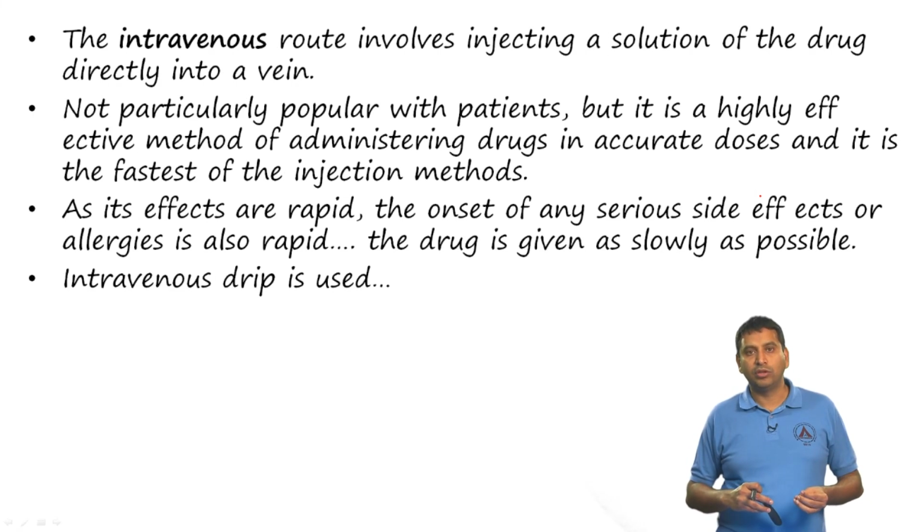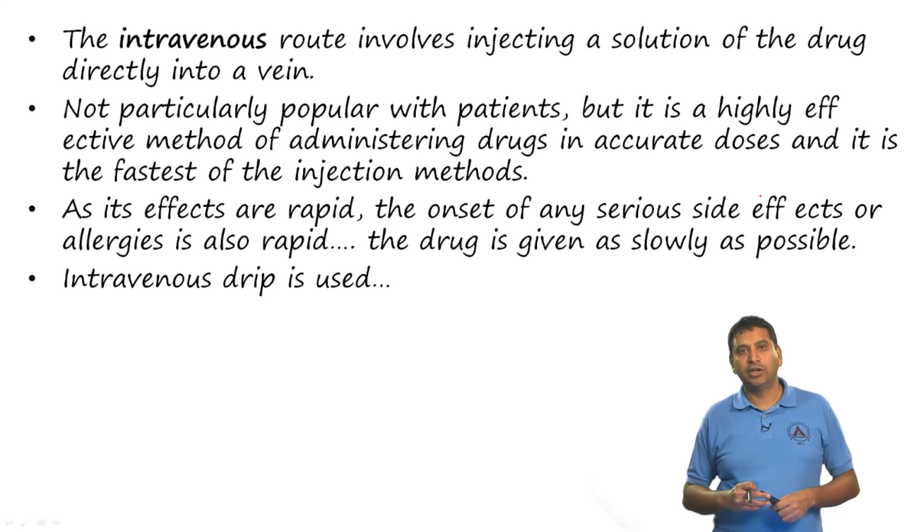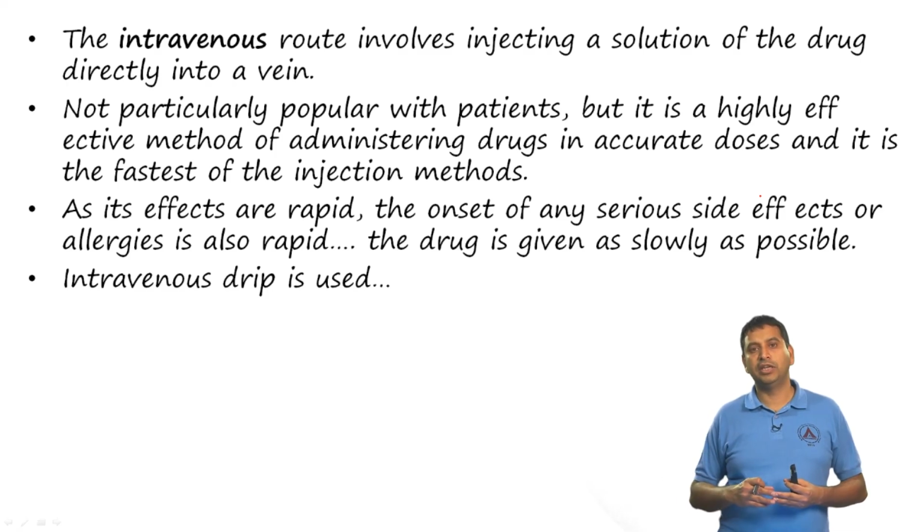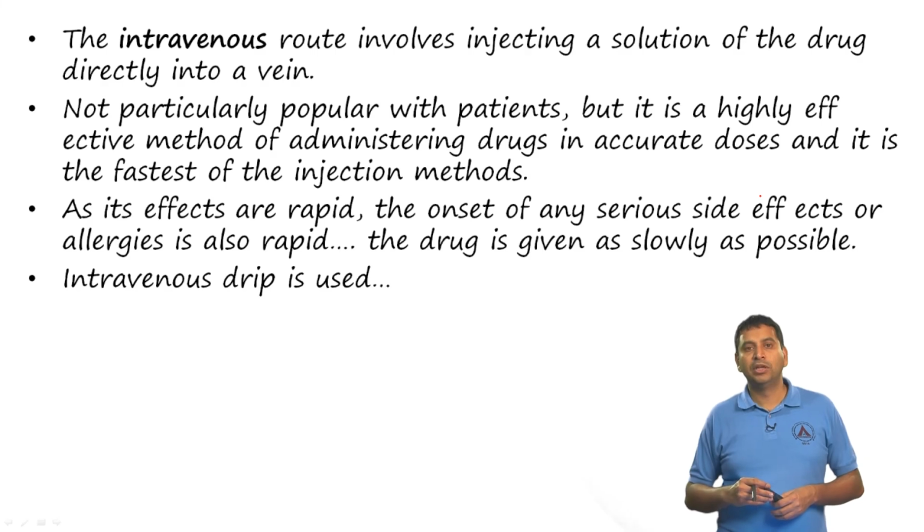So, the intravenous route involves injecting a solution of the drug directly into the vein. This is not particularly popular with patients, but it is a highly effective method of administering drugs, especially in accurate doses, and of course, this is one of the fastest of the injection methods. As its effects are rapid, the onset of any serious effect or allergy is also rapid, and so the drug is typically given as slowly as possible. You may have seen that in hospitals they use what is known as an intravenous drip, and this allows the drug to be administered at a very slow rate.